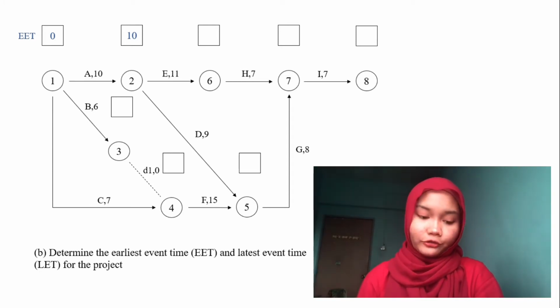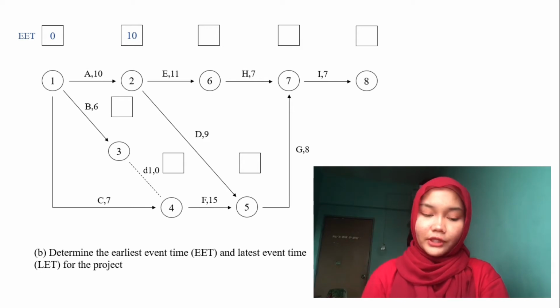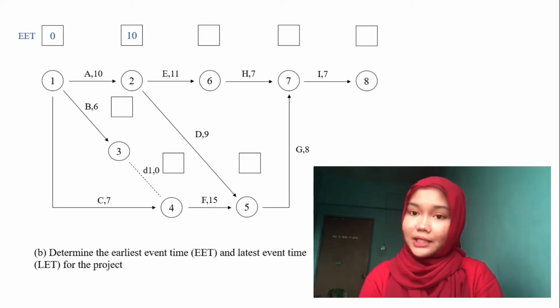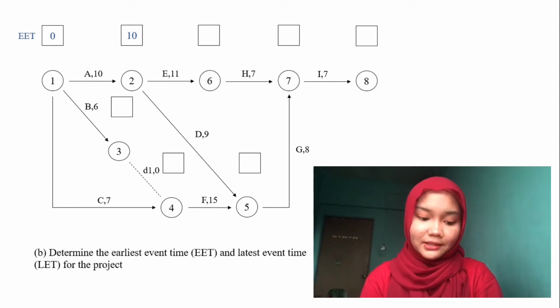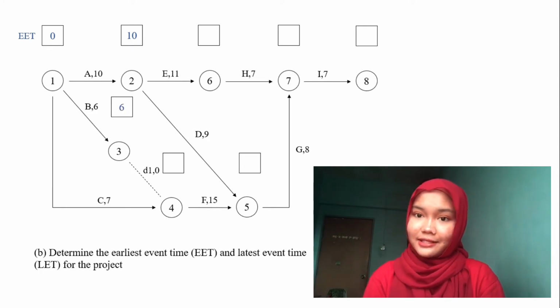So let's continue to node number 3. We refer to the EET of node number 1, 0, plus activity B, 6, and we get 6 here.